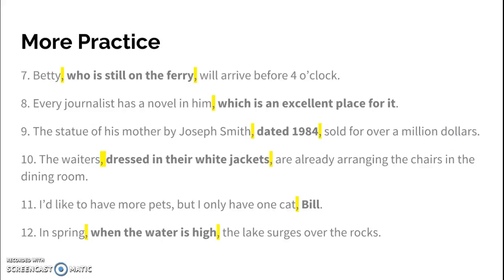Here you go. Here are your answers. It's the same formula that we followed working out numbers 1 through 6. So again, you can check your answers. And then once you're done with this part, we are going to move on to comparative and superlative adjectives.